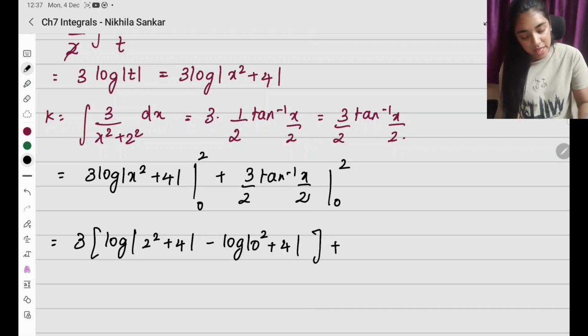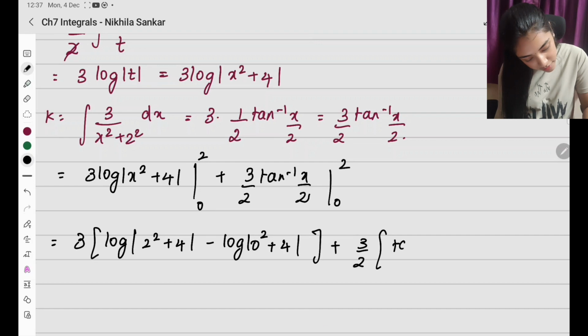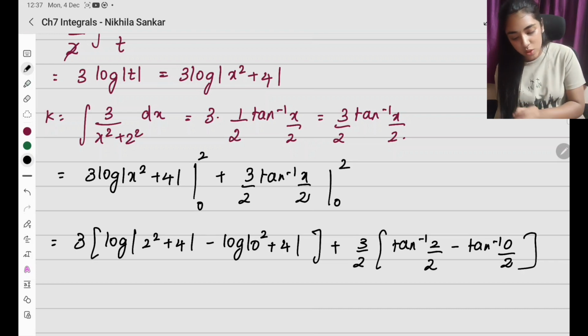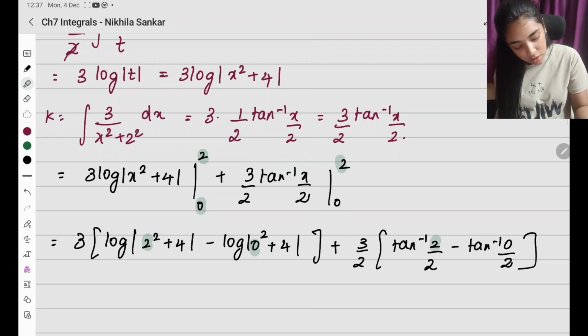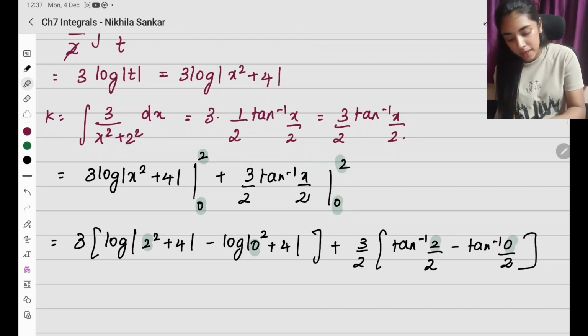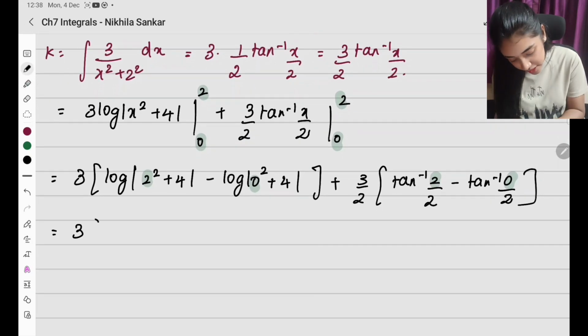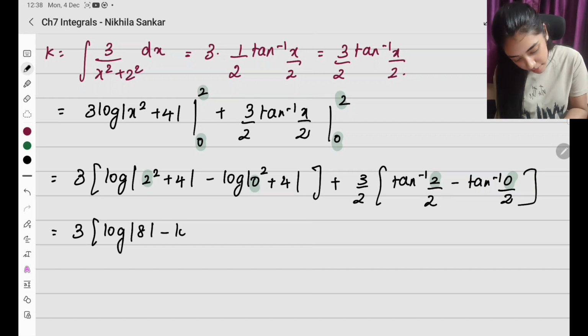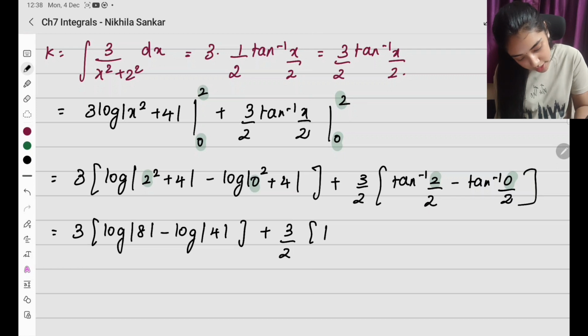So that is for my first term. Next, taking 3 by 2 common, I have tan inverse of 2 by 2 minus tan inverse of 0 divided by 2 for the second term. First I am applying 2, then I am applying 0 to the function. And I simplify this: 3 times log mod of 2 square is 4, 4 plus 4 is 8, minus log mod 0 square plus 4, plus in the bracket 3 by 2 times tan inverse of 1 minus tan inverse of 0.